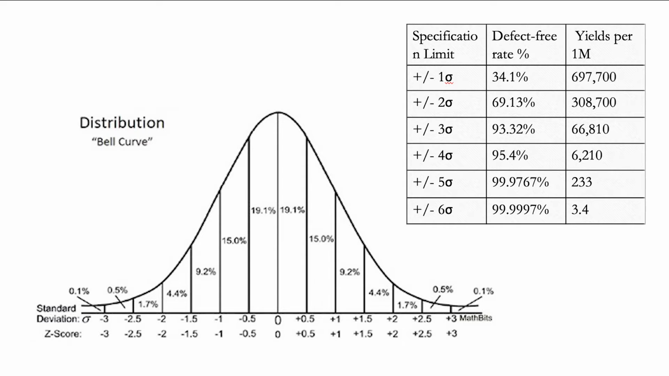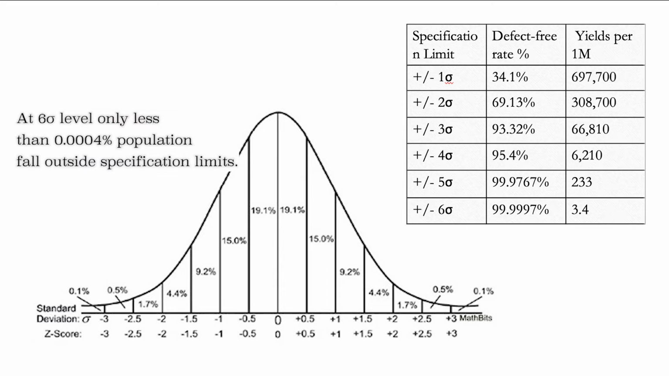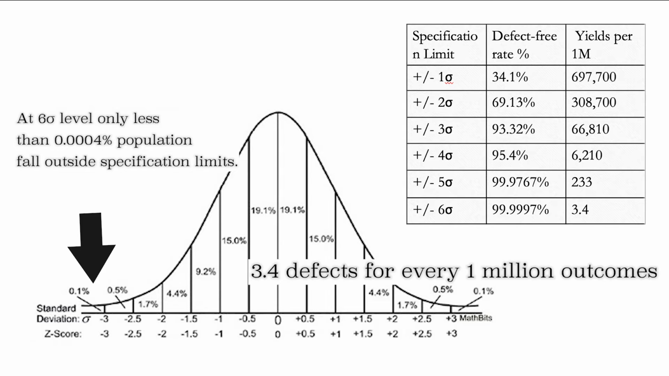99.9997% of the data. Here, the defected units are those that fall outside of the sigma range, and if outcomes fall within these 6 sigmas of the mean, then the process is considered to have only 3.4 defects for every 1 million outcomes, or 99.9997% defect-free products.